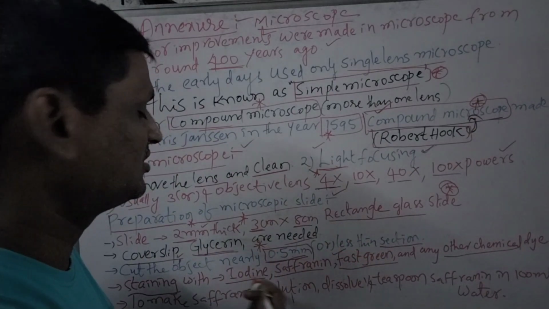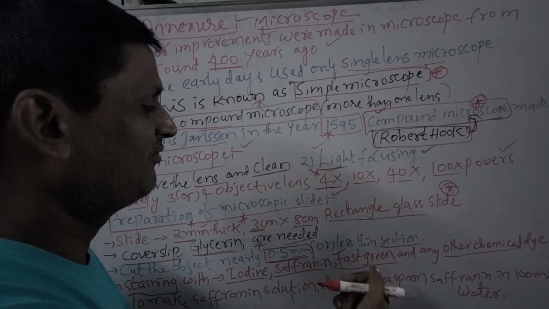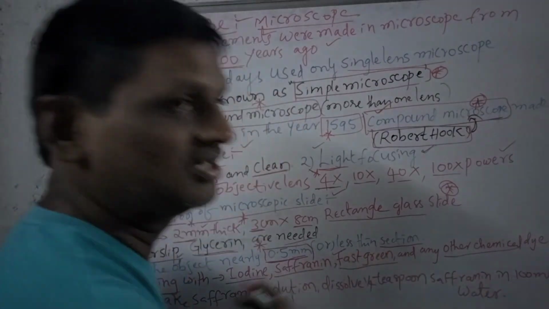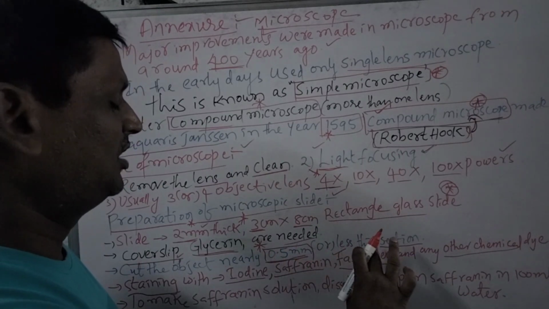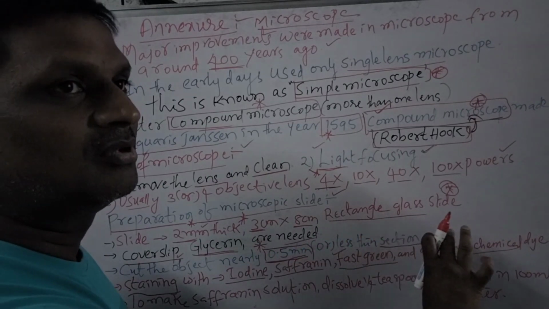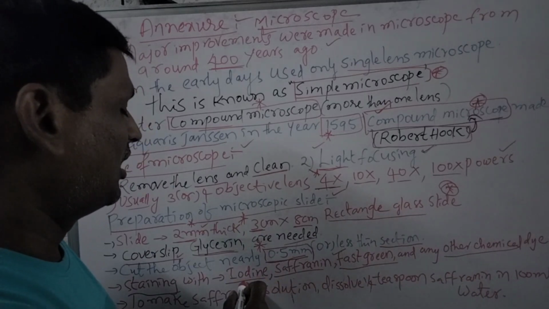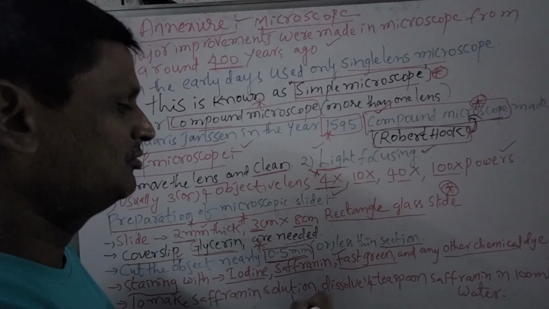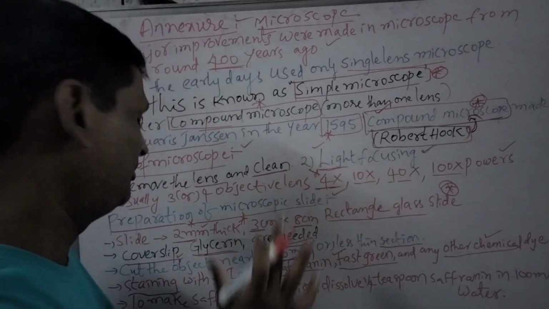Staining is compulsory. That staining will be done with different types of chemicals like iodine, saffron, fast green or any other chemical dye. So in the exam, they may ask which of the following chemical materials is not used in staining. Iodine is used, saffron is used, fast green is used, then other chemical dyes. These four we shall remember.